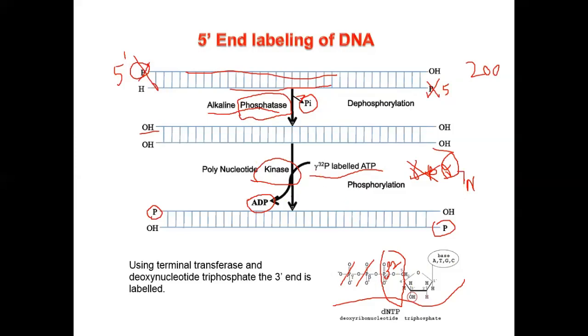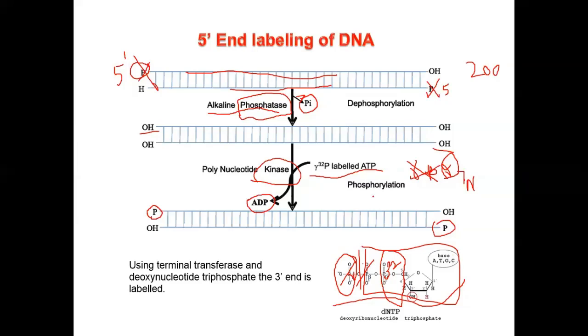Sorry, it is gamma P32. This gamma P32 is added and this ADP is removed. ADP, two phosphorus means diphosphate, and the remaining one phosphate that comes out gets attached to your DNA. Basically, you are adding a phosphorus at the 5' end of the DNA fragment with a phosphorus that is radiolabeled with P32.